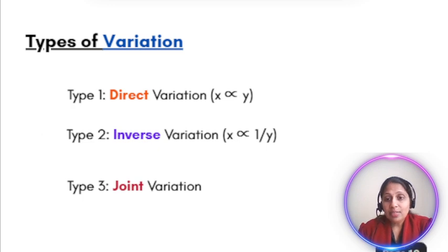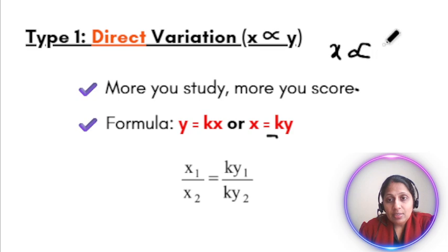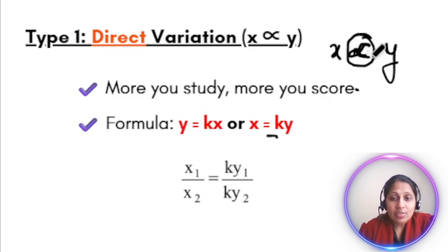The very first type is the direct variation. For example, the more you study, the more you score. You study less, maybe you score less, right? So this can be put in a way that y equals k into x, or x equals k into y. What is this k? It's a constant. We usually denote the proportional symbol, like an inverted 8, equal to y, which means this proportional symbol is replaced with a constant k.